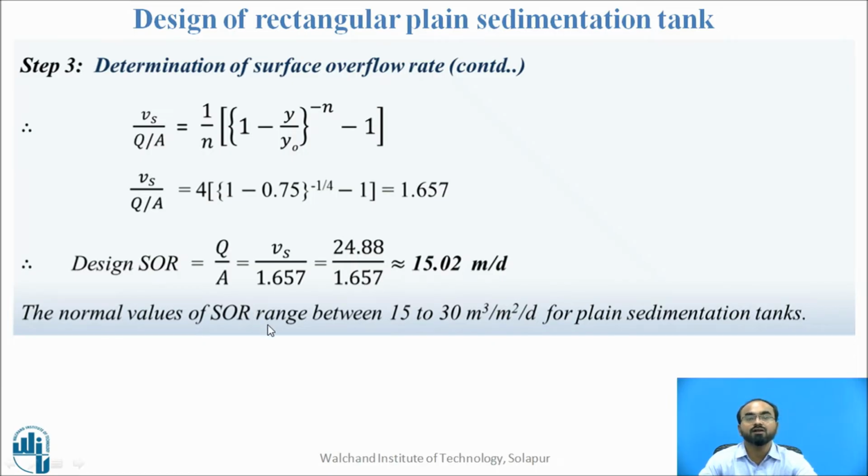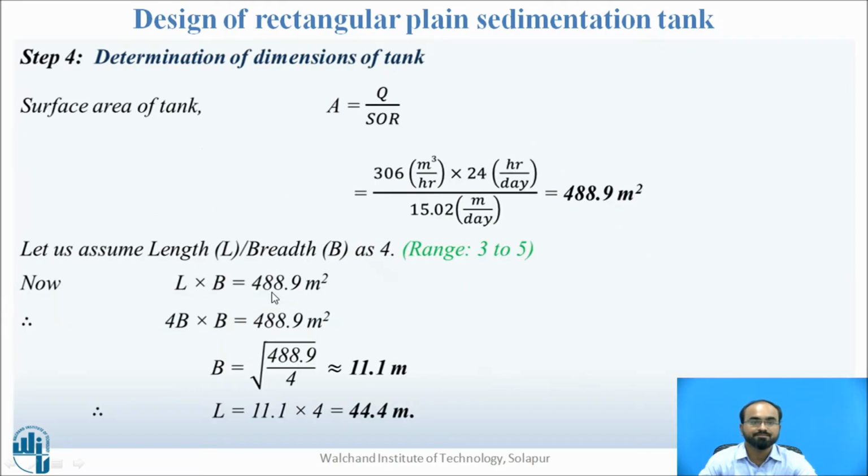Therefore, the normal values of SOR are generally kept between 15 to 30 meter cube per meter square per day for plain sedimentation tank. As it is coming within the range, our design SOR, that is design surface overflow rate, is correct. Coming to the fourth step, that is determination of dimensions of tank.